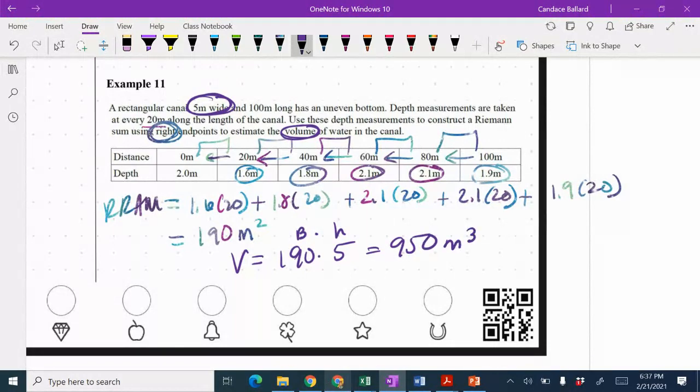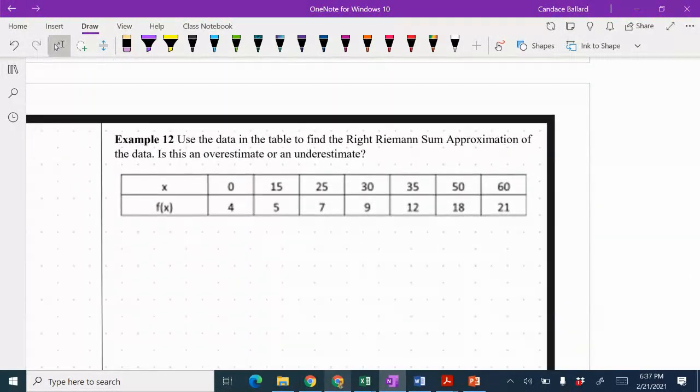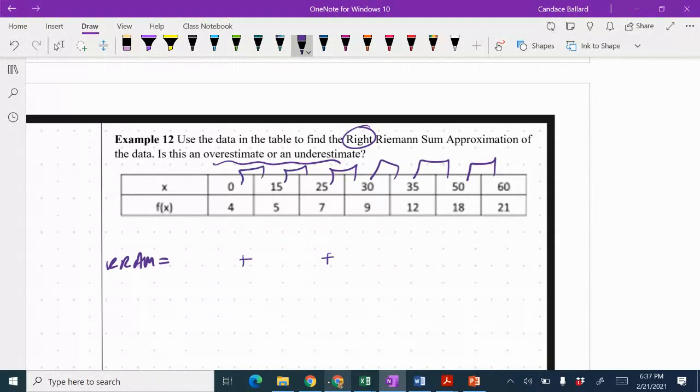Let's see if we can do a couple more in this video. This one is just a random data table. We're supposed to use it to find a right Riemann sum, and then decide if it's an overestimate or an underestimate. We don't want to forget that part. Again, I'm doing an RRAM. I want to count how many rectangles I have here. Because they didn't tell me otherwise, I'm going to use the whole table. So 1, 2, 3, 4, 5, 6. I'm going to set up for 6.